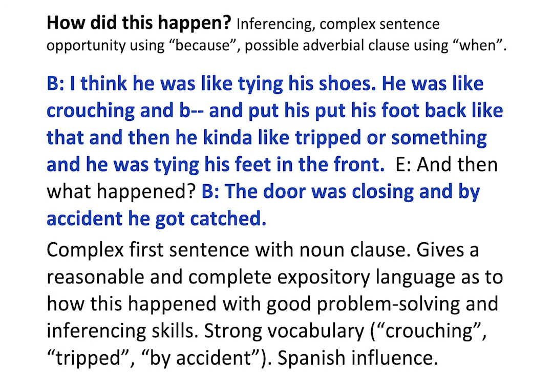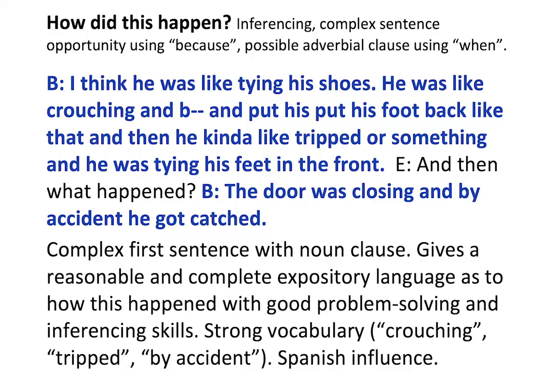And then what happened? The door was closing and by accident he got catched. I think that might also be influenced from Spanish, meaning quedó atrapado. I don't know, I just have that feeling, the way he got catched. It could be a gap word, but I don't think so. Quedó atrapado is what I'm thinking. So we got a complex first sentence with that noun clause.